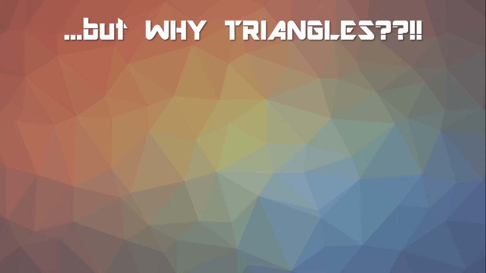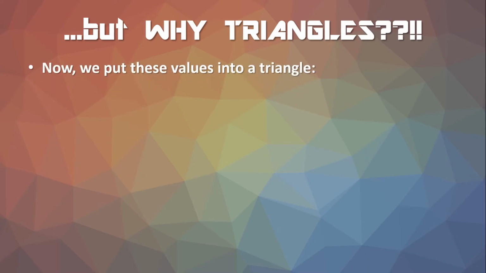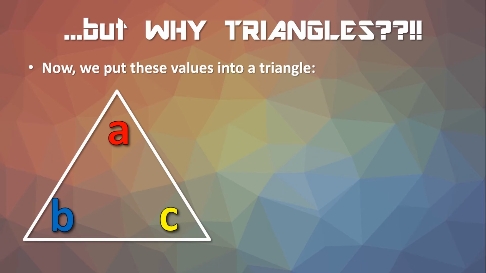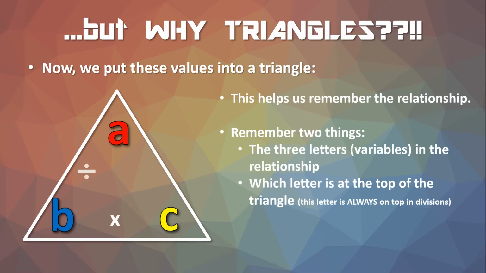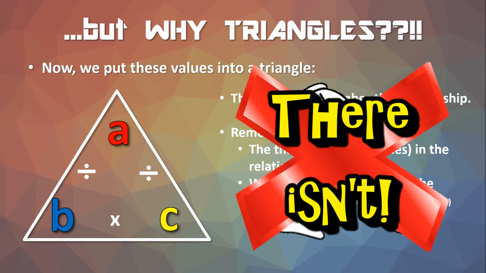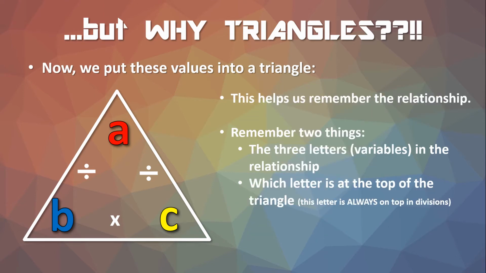Now that we have these equations, we can put the values into a triangle. Here we can see A at the top is B multiplied by C at the bottom, and B on the left is A divided by C on the right. This helps you to remember the relationship. The letter at the top is calculated by multiplying and the bottom by dividing. You just need to remember what the letters mean and which letter is on top. It's a common mistake to think that there is a rock, paper, scissors type relationship. But you must remember that whatever is A will always be on top when you are dividing.